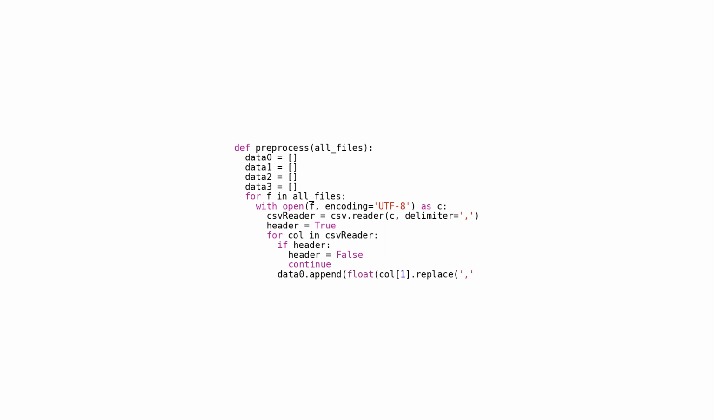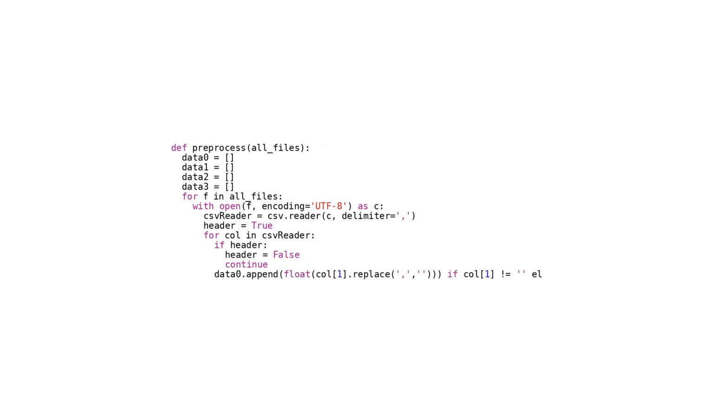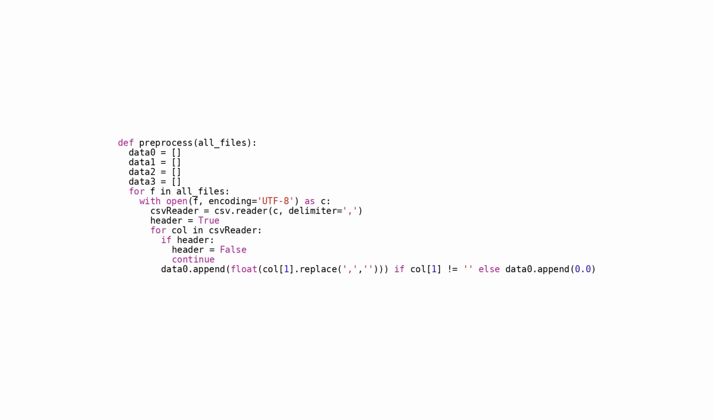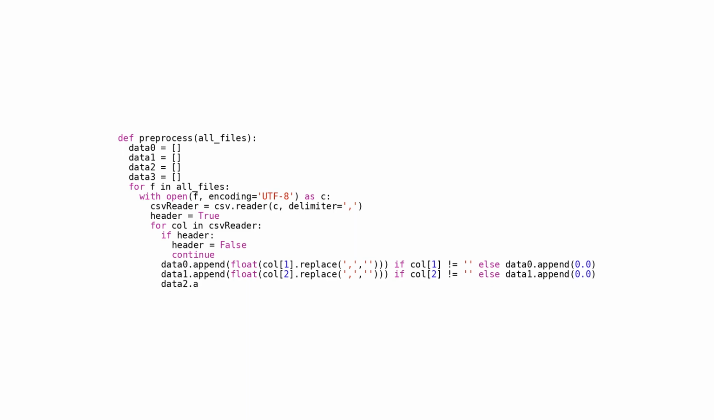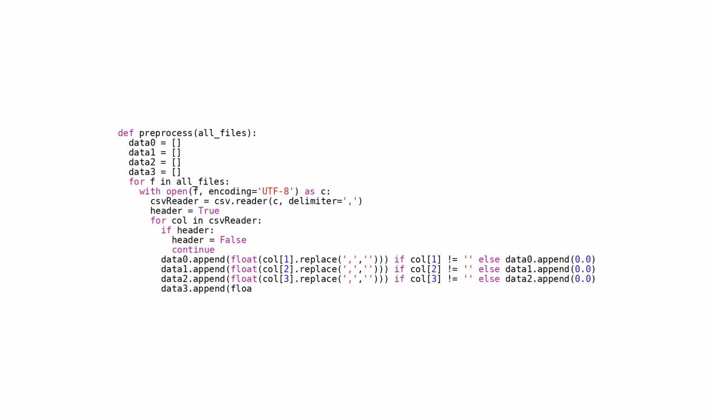5. It extracts values from columns 1 to 4 of each row, converts them to floating point numbers while replacing commas with dots, and adds them to the respective lists. 6. It creates a numpy array named data with dimensions, number of rows, 4, and stores the processed data in it. 7. It displays the processed data along with its shape. 8. Finally, it returns the processed data as a numpy array containing floating point numbers.